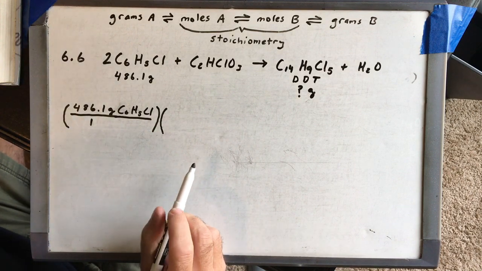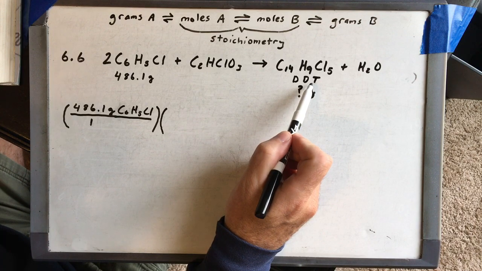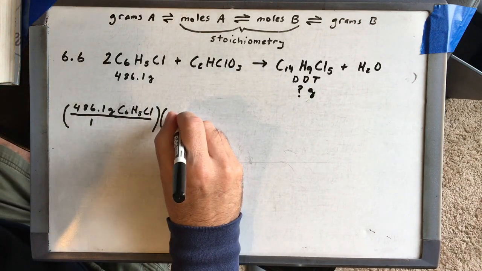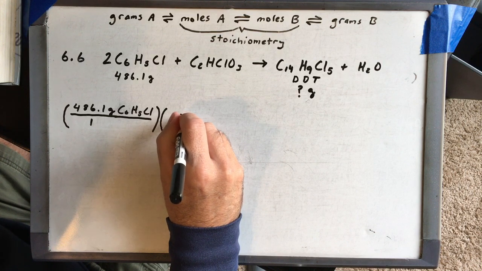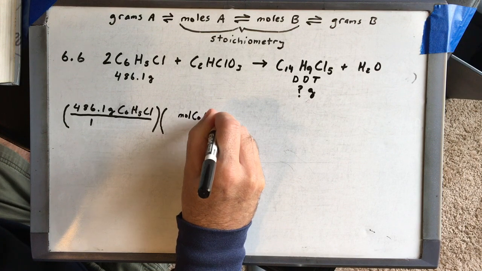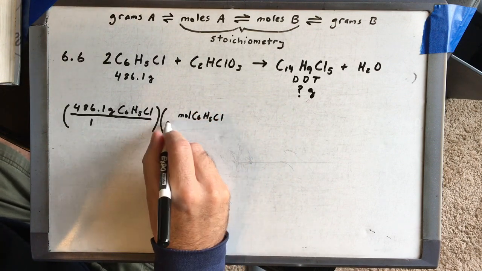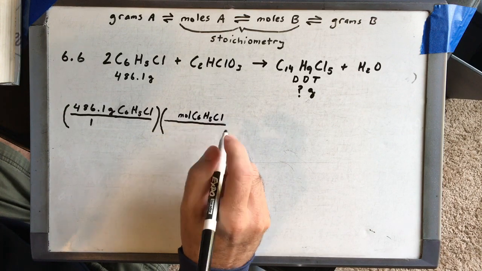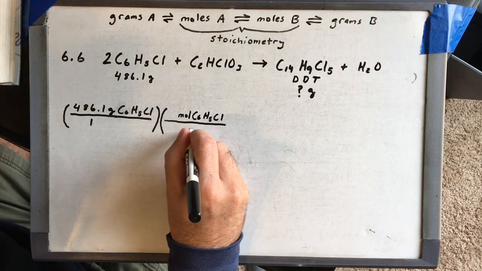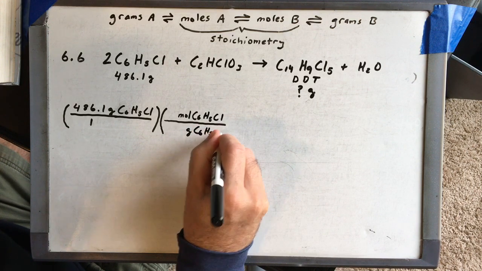All right, before we can go to moles and then grams of DDT, we've got to switch to moles of C6H5Cl. Okay, so moles C6H5Cl. Sorry if that's a little messy. I'm going to have to write small to get it all on this sheet, but hopefully you can see what we're doing. And then we're getting rid of grams of C6H5Cl.